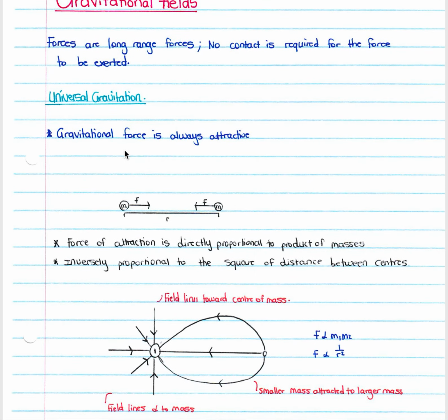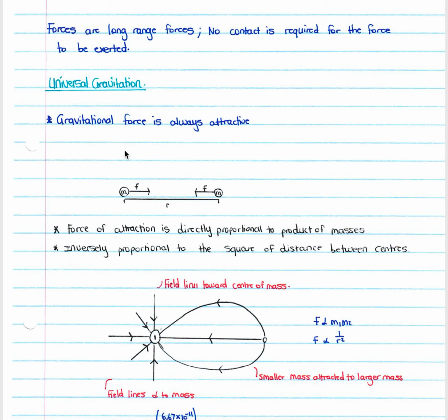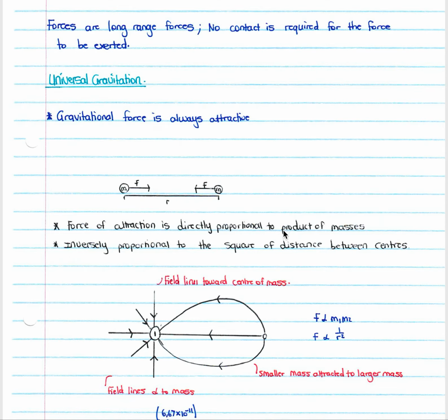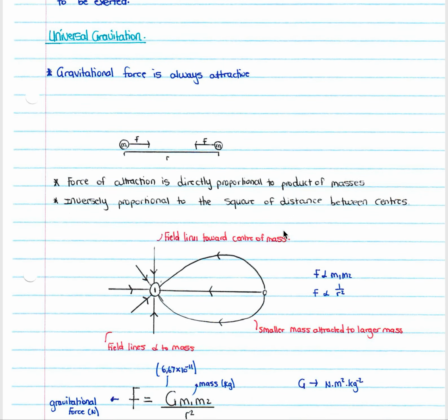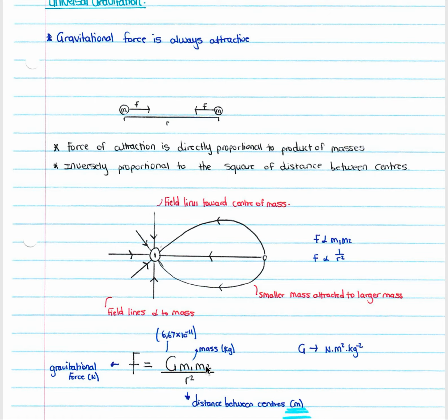Gravitational force is always attractive. When you have two objects, there will always be a force that attracts them towards each other. The force of attraction is directly proportional to the product of the masses, which we get from our equation F equals G m1 m2 over r squared. The force is inversely proportional to the square of the distance between their centers. Therefore, F, our force, is inversely proportional to r squared.